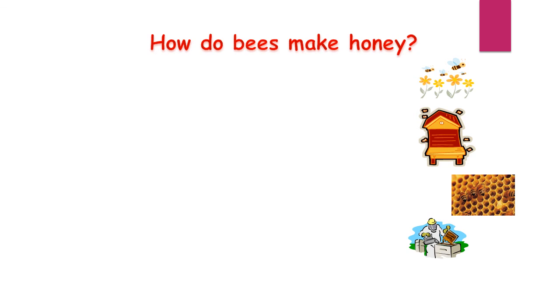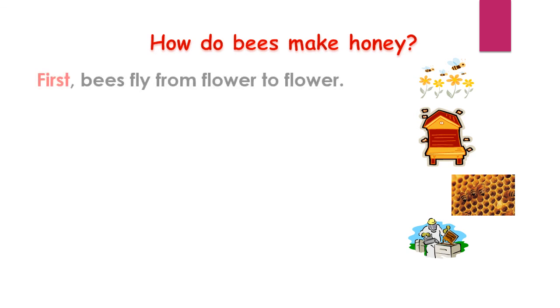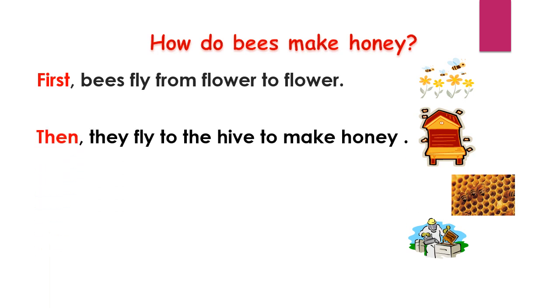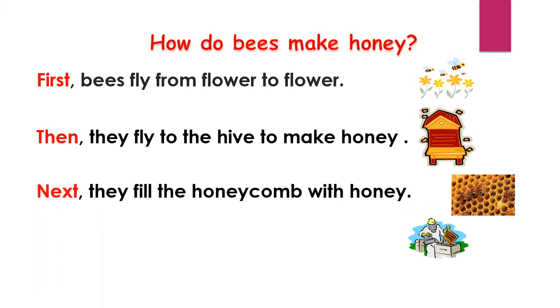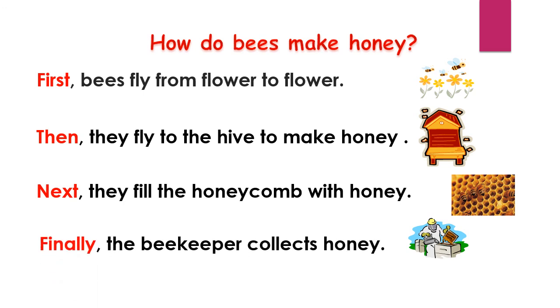Here, how do bees make honey? Let's write some sentences using the sequence words. First, bees fly from flower to flower. Next, or then they fly to the hive to make honey. Next, they fill the honeycomb with honey. Finally, the beekeeper collects honey. So we use these sequence words to arrange our ideas. Okay?